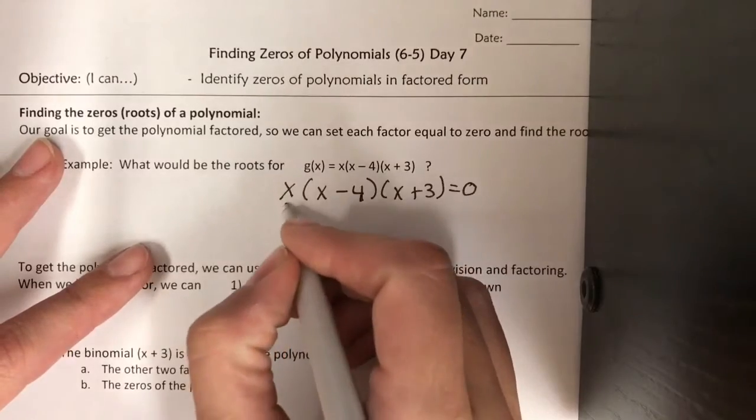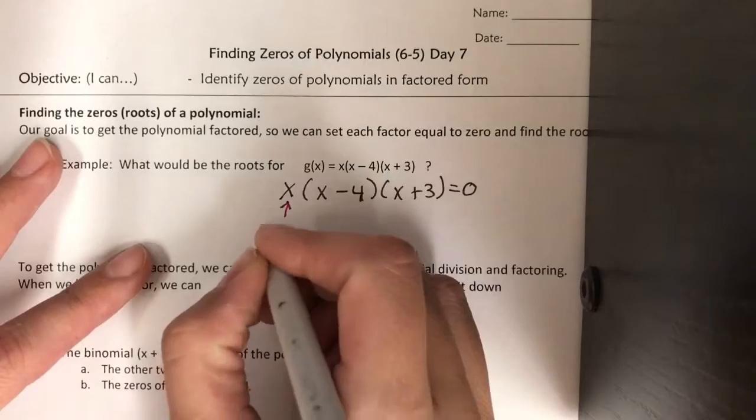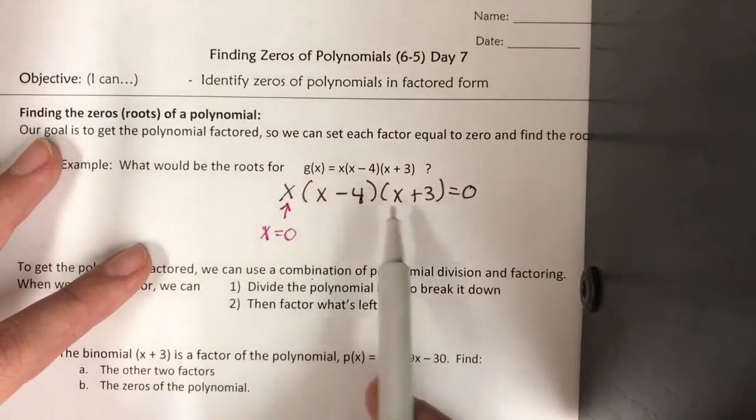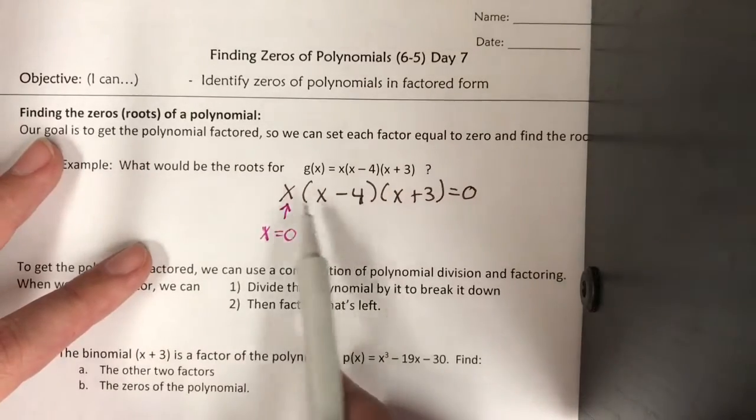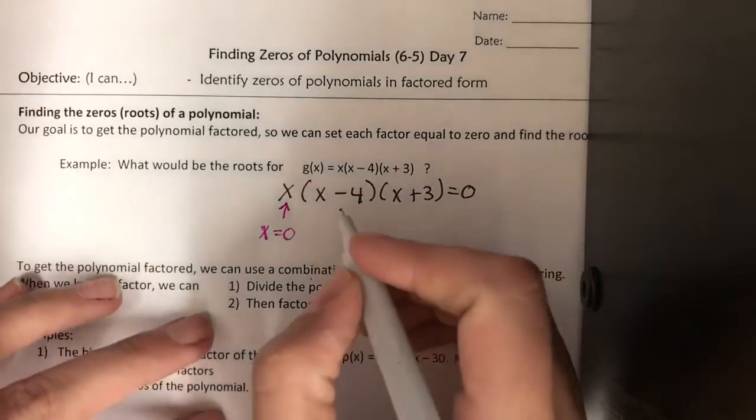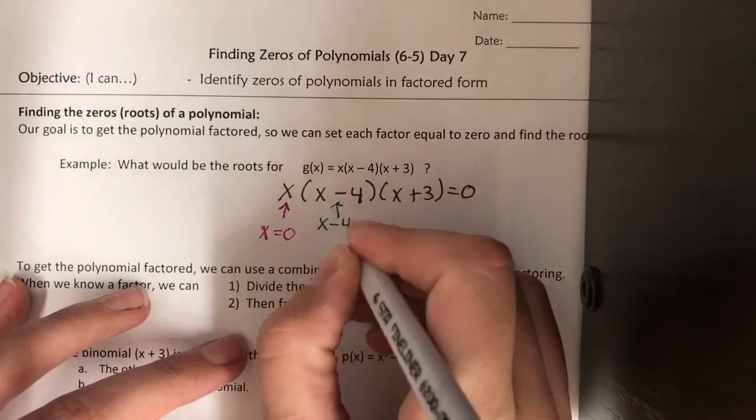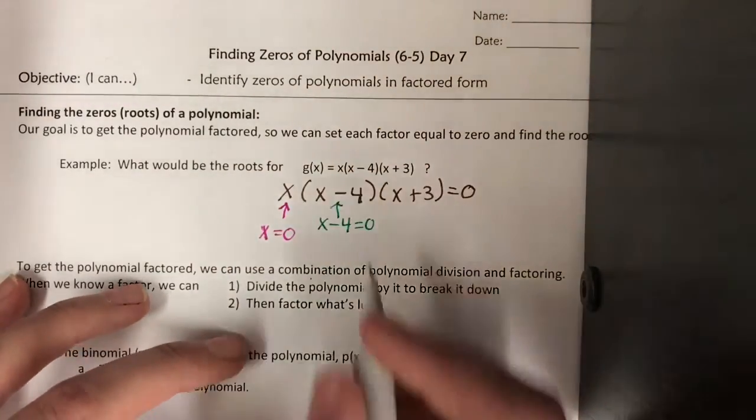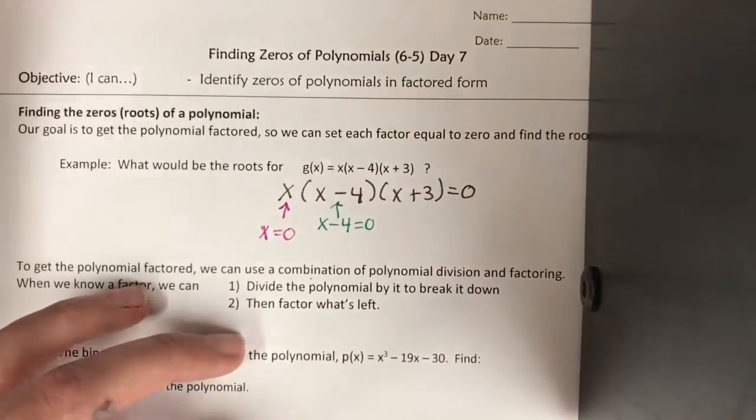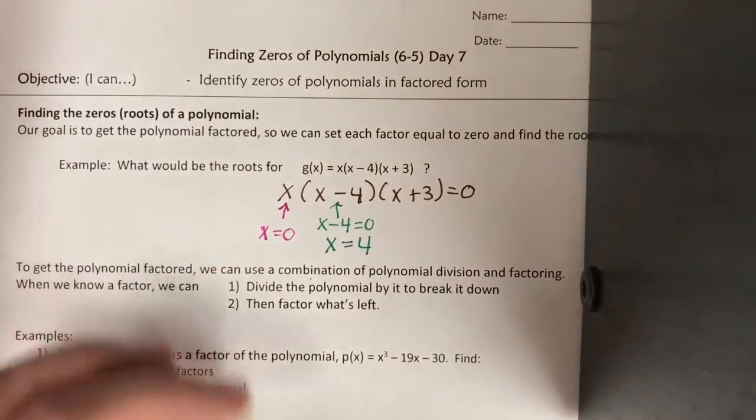So I'm going to see, well, the whole thing would be 0 if this one was 0, so x equals 0. So if x was 0, it'd be 0 times these numbers, which wouldn't matter because it's 0 times anything. So there's one root. Now I can look at my next factor. I've got x minus 4. So if that was equal to 0, then it would be 0 times all of this, which would just be 0 again. So that one would be x equals 4. Right? 4 minus 4 is 0.